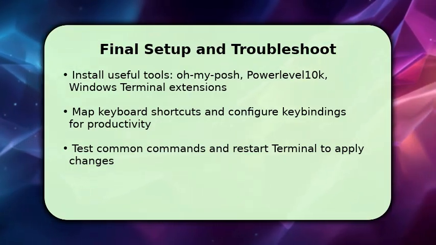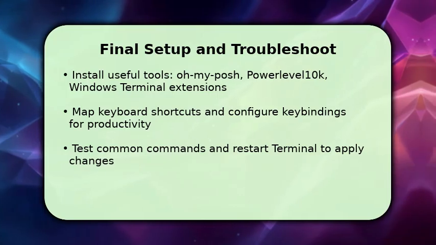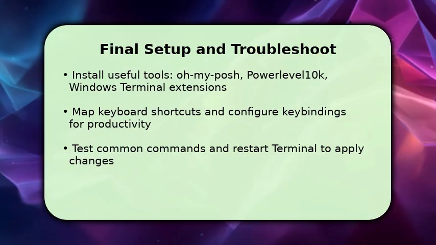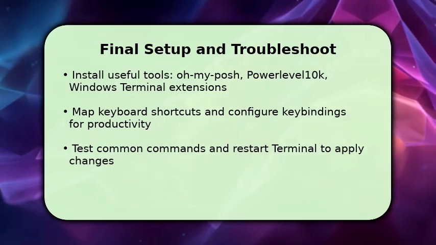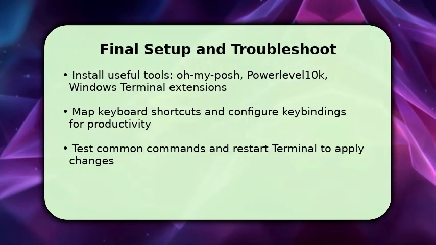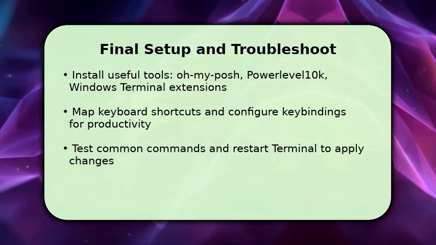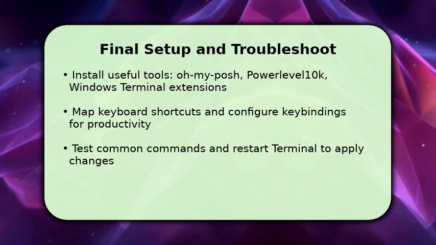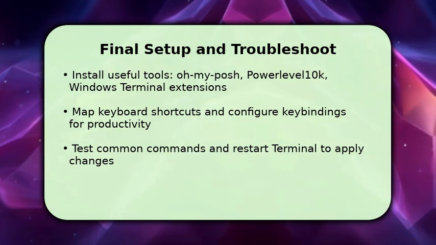Map keyboard shortcuts and custom key bindings so you can split panes, open new tabs, and jump between shells quickly. Test common commands like git status, ls, and wsl -l to confirm working integrations, then restart Windows Terminal to apply final changes. If a shell fails to start, check the profile's executable path and enable virtualization.